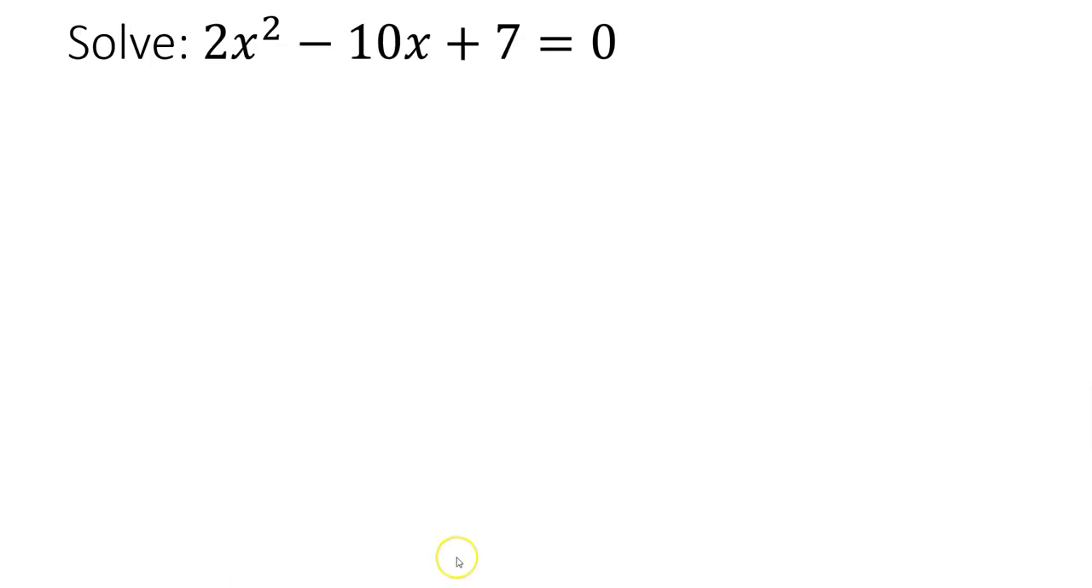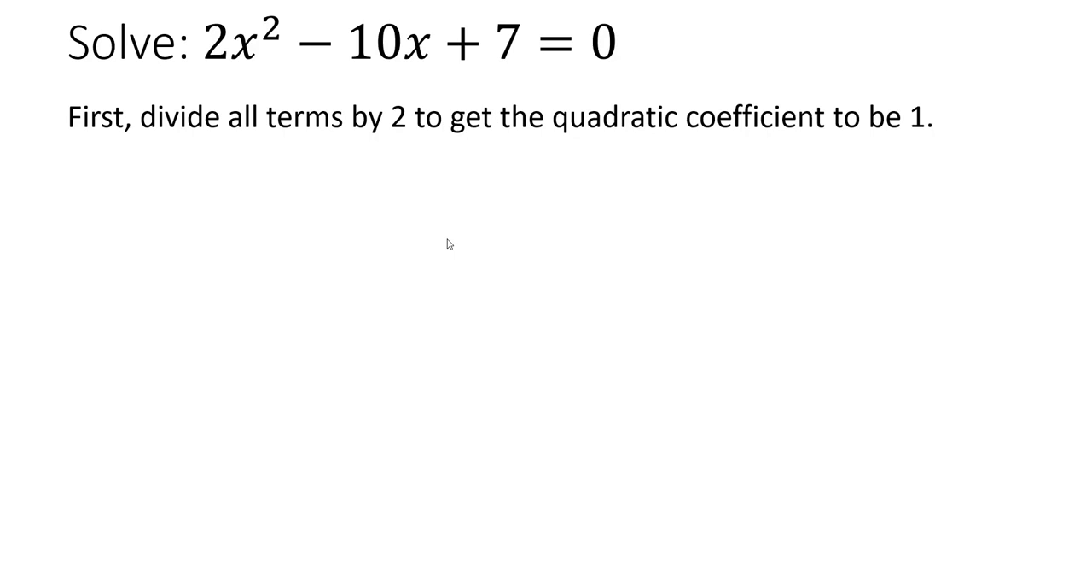Let's do another one that is a little more complicated. Solve 2x squared minus 10x plus 7 equals 0. Notice that the a value, right, the coefficient in front of x squared, is greater than 1. So the first thing we need to do is divide by 2 in order to get that coefficient to be 1. Math is about equality. If you divide that number by 2, everything gets divided by 2. So we end up with x squared minus 5x plus 7 over 2 equals 0. So again, we divide each term by 2. Now we have an a value of 1.